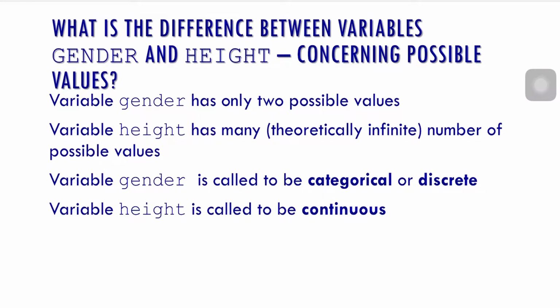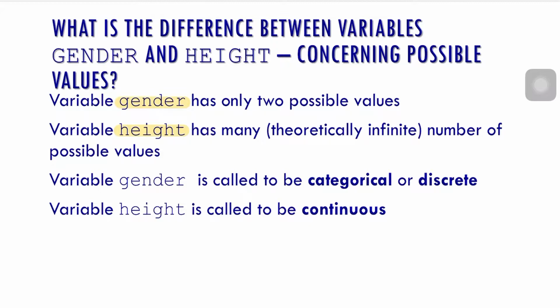What is the difference between the variables? As you see here, gender and height, they are concerning possible values or questions. It's a very good question. As I explained before, for example, gender and height are variables. They show something about the individual. Every student is an individual and they have a gender or height. It is their characteristic, a characteristic of the student.